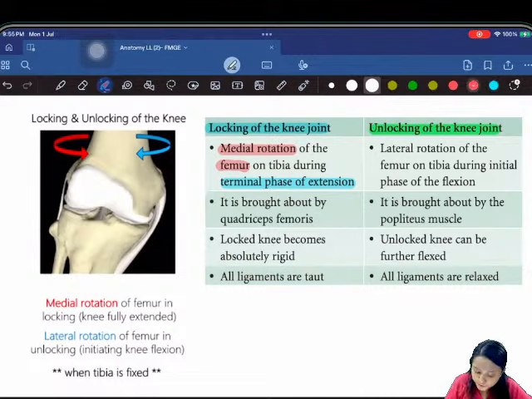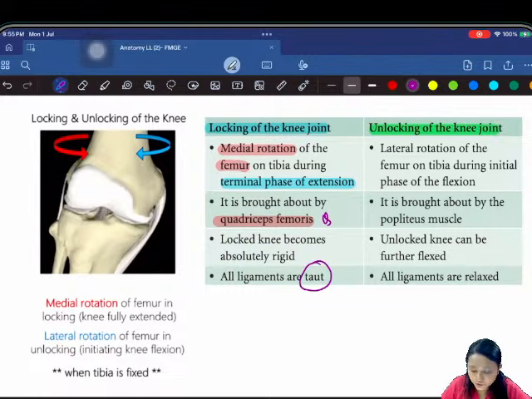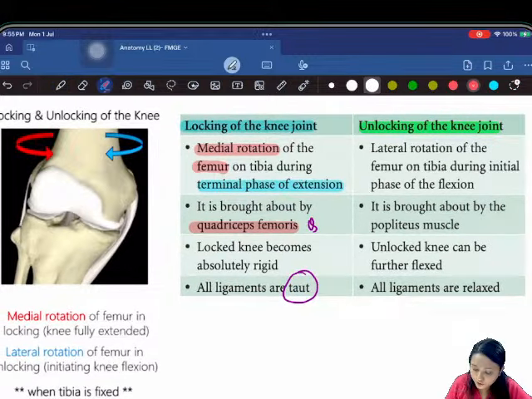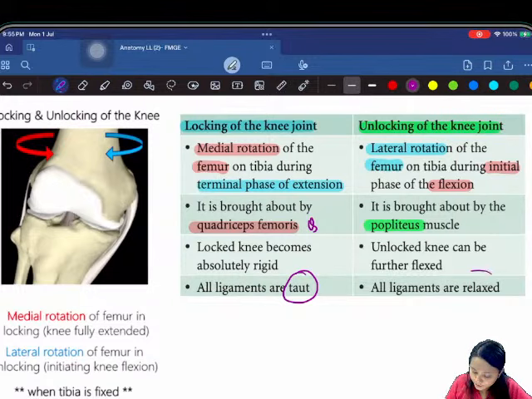Locking: medial rotation of the femur on the tibia during the terminal phase of extension. It is brought by which muscle? It is brought by quadriceps femoris muscle. Very important, asked in exam. Locked knee becomes absolutely rigid and the ligaments are taut. That's about locking. And unlocking: in unlocking you will have lateral rotation of femur on tibia in the initial phase of flexion. It is brought by the popliteus muscle. Unlocked knee can be further flexed and all the ligaments will be relaxed.